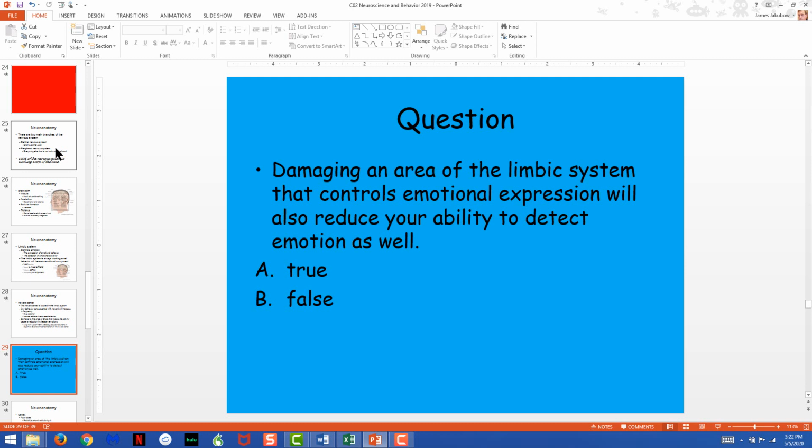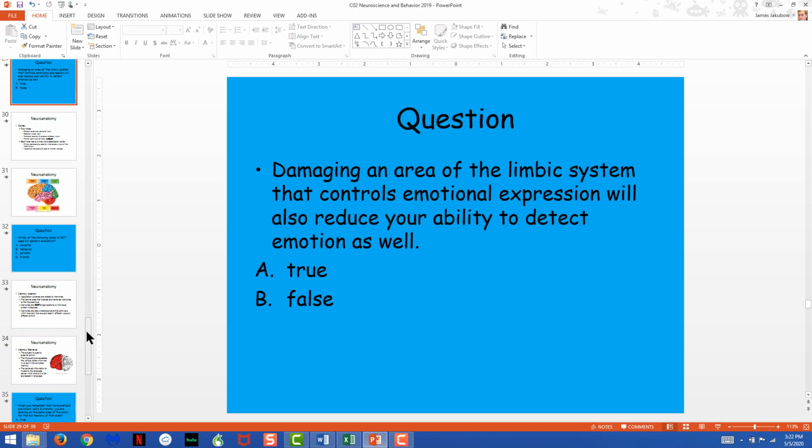Damaging an area of the limbic system that controls emotional expression will also reduce your ability to detect emotion as well. And the correct answer there is absolutely yes. That's true. When you damage an area of the limbic system that controls emotional expression, it will influence your ability to detect the same emotion in other people, because the same area of the brain is used to express a behavior and is oftentimes used to detect that behavior in other individuals. That's part of the high degree of integration that exists in the brain.